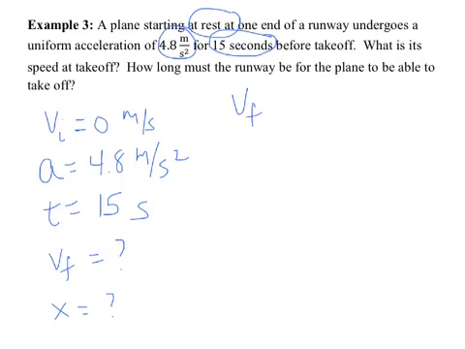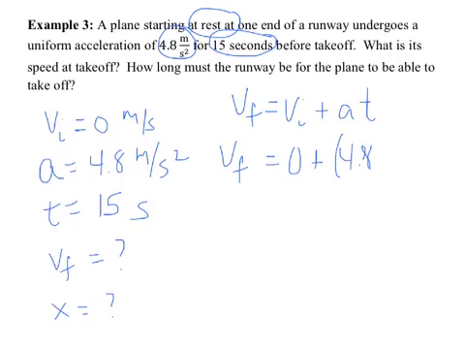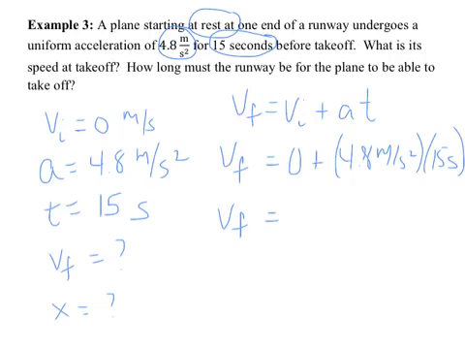We want to find VF, start with VF equals VI plus AT. Well, VF is going to be 0 plus 4.8 meters per second squared times 15 seconds. It's going to give me a final velocity in this problem of 72 meters per second.